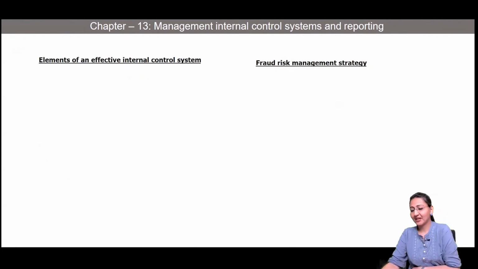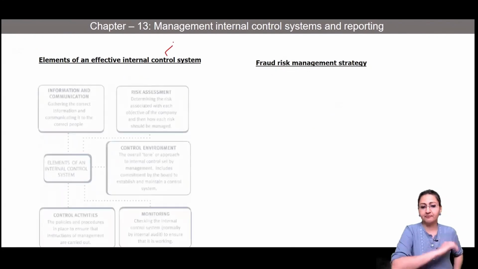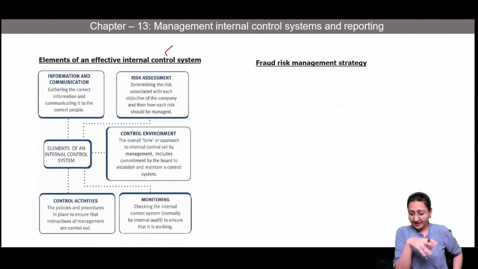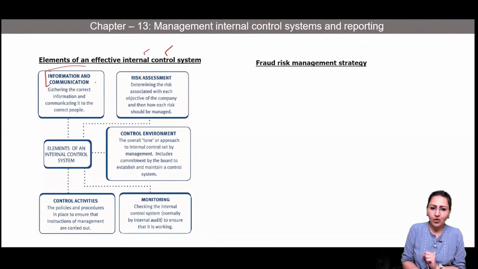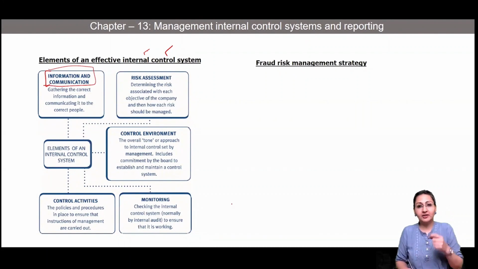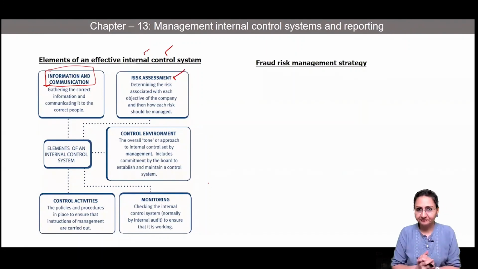Then let's come to elements of an effective internal control system. These screenshots, the blue ones, are coming from the Kaplan study text. Very concise, very explanatory. So I took them as it is. Elements of an effective control system. Effective internal control system must allow flow of information which should be communicated at the correct time to the correct level. It should allow for risk assessment.